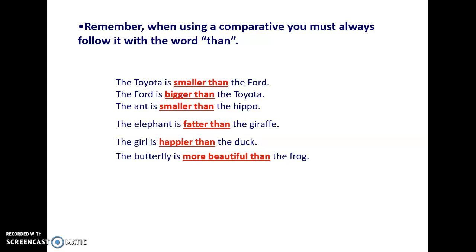And another thing that you have to take into consideration, guys, is that we need to use the word than all the time. When you are comparing, we are going to use the word than. You have, for example, the Toyota is smaller than the Ford. We have already said that it means el Toyota es más pequeño que el Ford. And then you are going to have the Ford is bigger than the Toyota. What does that mean? El Ford es más grande que el Toyota. Okay? Remember that the word than is going to mean que.